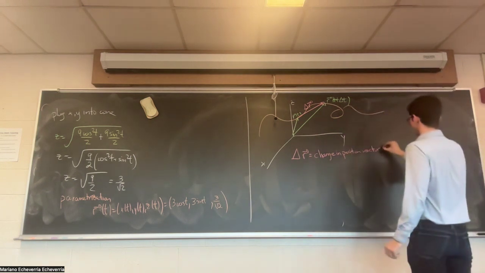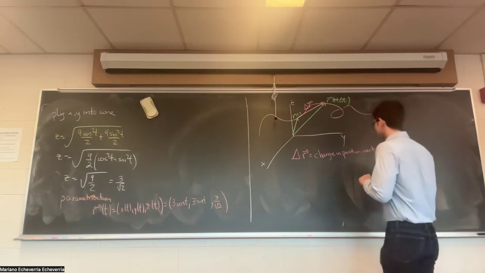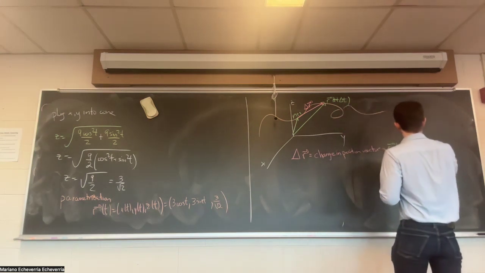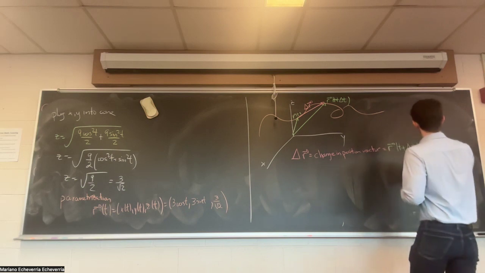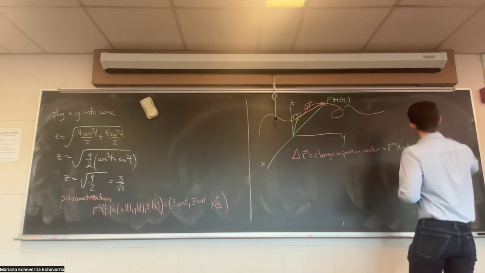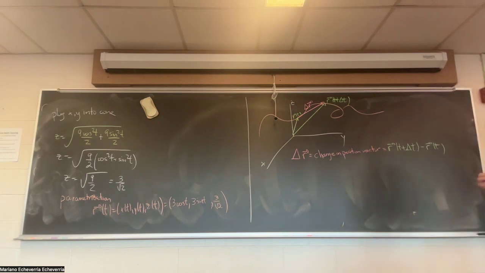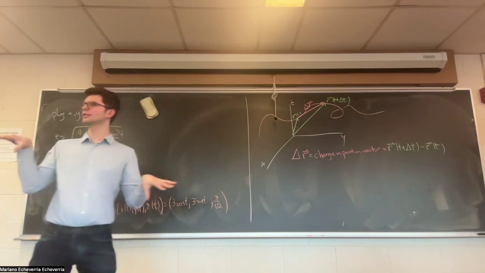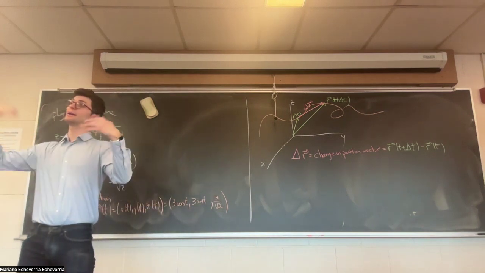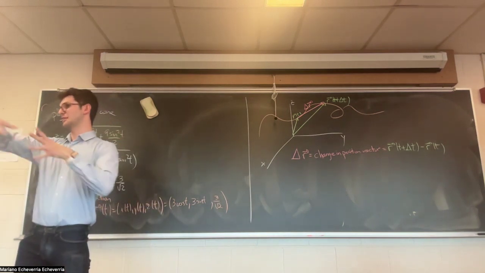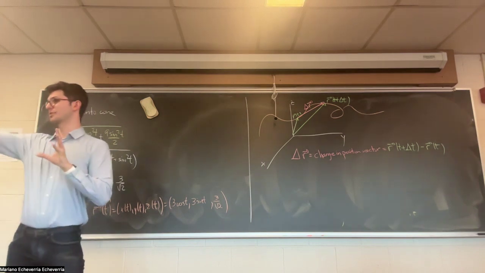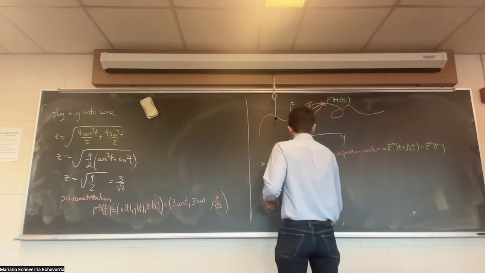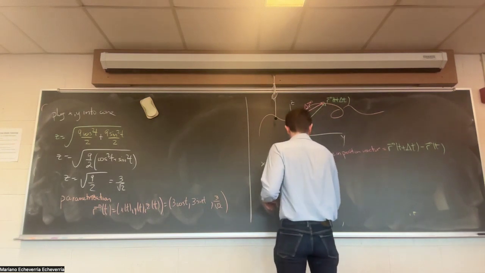So this is just r of t plus delta t, minus r of t. So far so good. And then if you divide this by delta t, that's the average velocity for the particle from time t to time t plus delta t. So what is delta r over delta t?